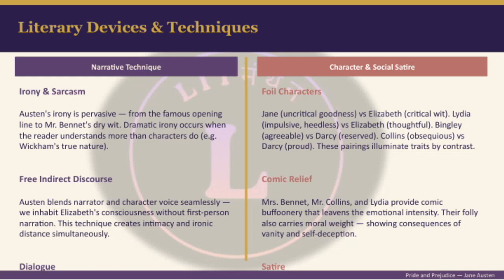Let's look at slide 20, which focuses on Pride and Prejudice by Jane Austen and its use of foil characters. Foil characters are pairs that contrast each other to highlight specific traits. For example, Jane and Elizabeth serve as foils. Jane embodies uncritical goodness, while Elizabeth is more critical and witty. Lydia, impulsive and heedless, stands in contrast to Elizabeth's thoughtfulness.